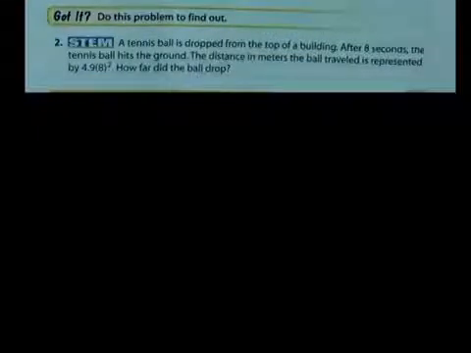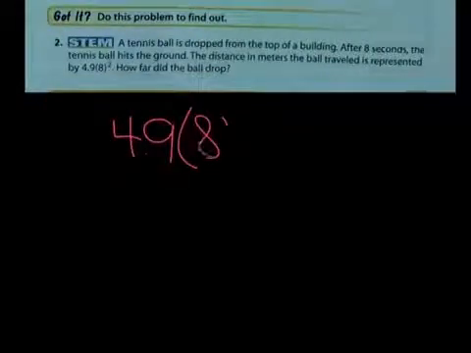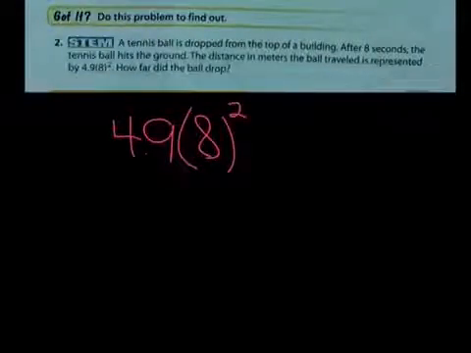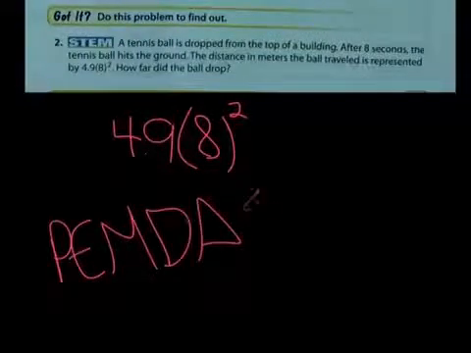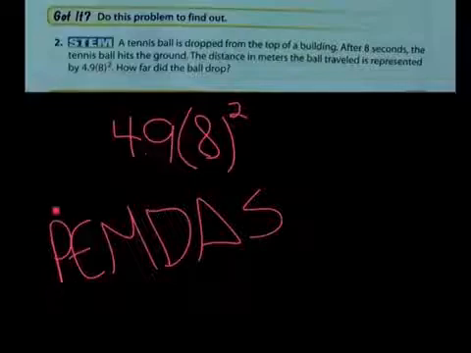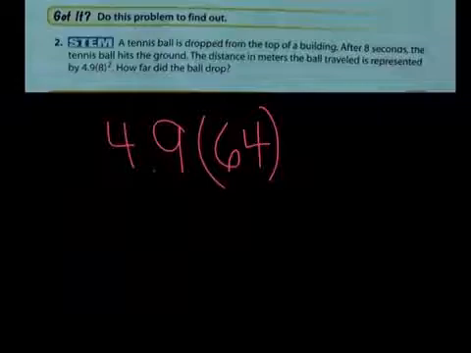This is where we have to use PEMDAS, boys and girls. We have 4.9 times 8 to the power of 2. PEMDAS says we first have to do parentheses. We have no parentheses, so nothing to do within the parentheses. The next thing we have to do is exponents. So let's solve this one. 8 times 8 is 64. So it becomes 4.9 times 64.